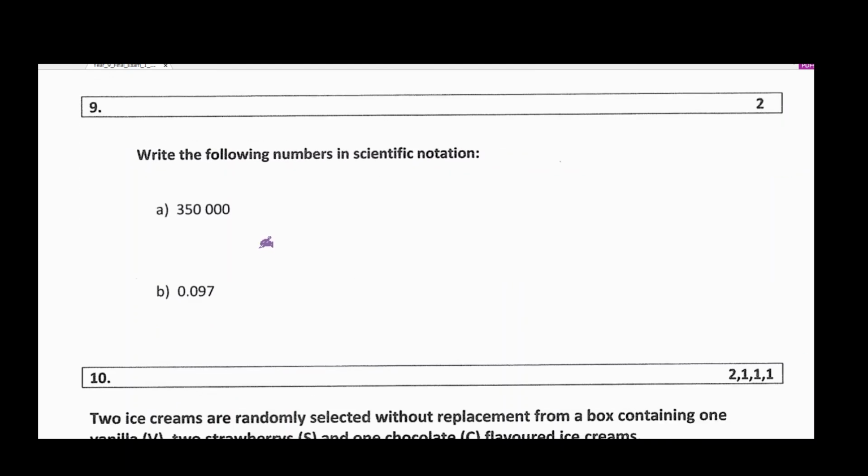Write the following numbers in scientific notation. That's going to be 3.5 times by 10 to the power of, we've got 1, 2, 3, 4, 5. And this one, 9.7 times by 10 to the power of minus 1, 2.